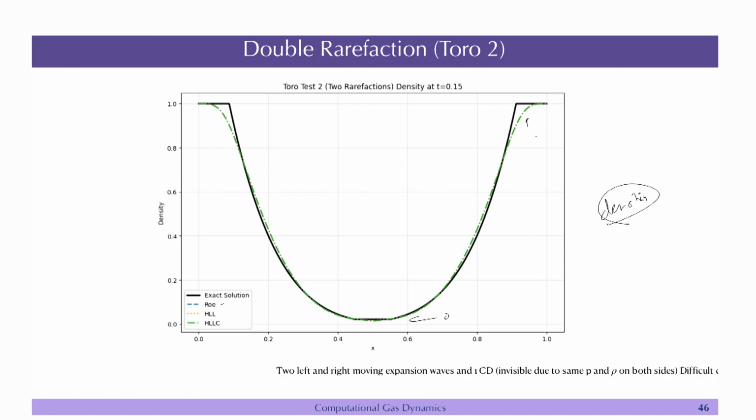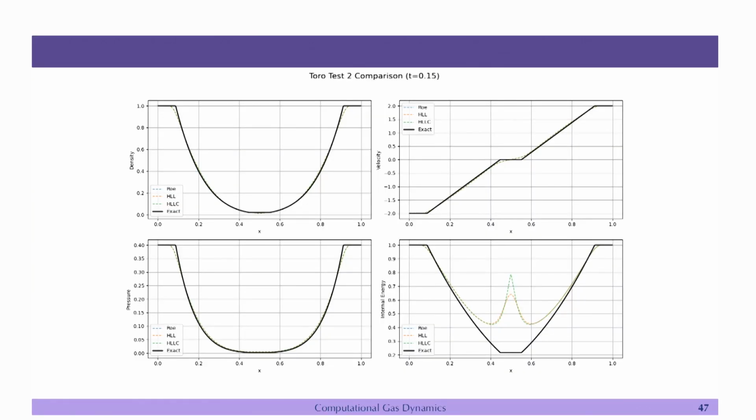So, they work in this particular case, even if the case is near vacuum, and there are two rarefactions here. Okay, so, there are two right and left moving expansion waves, and there is one contact discontinuity between these two. It is invisible because same pressure and density on both the sides. So, and this is a difficult case for Roe. Okay, and these are different quantities. You can see this is velocity. Okay, the pressure. So, pressure also has similar thing in the expansion. Okay, and this is the velocity. Okay, and finally, this is the internal energy.